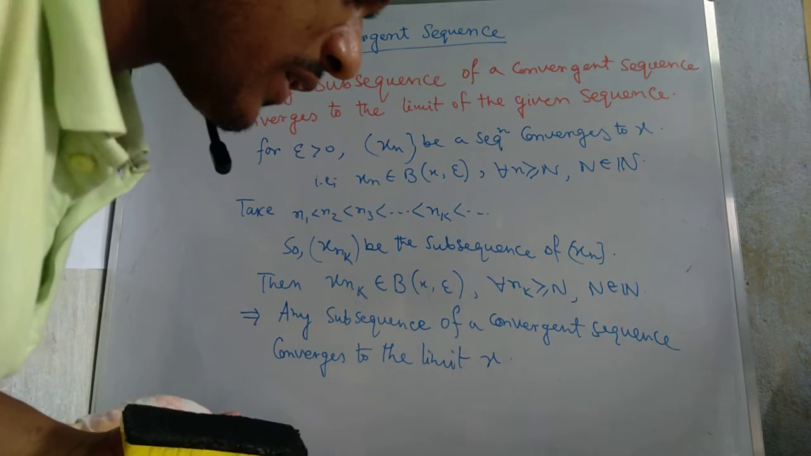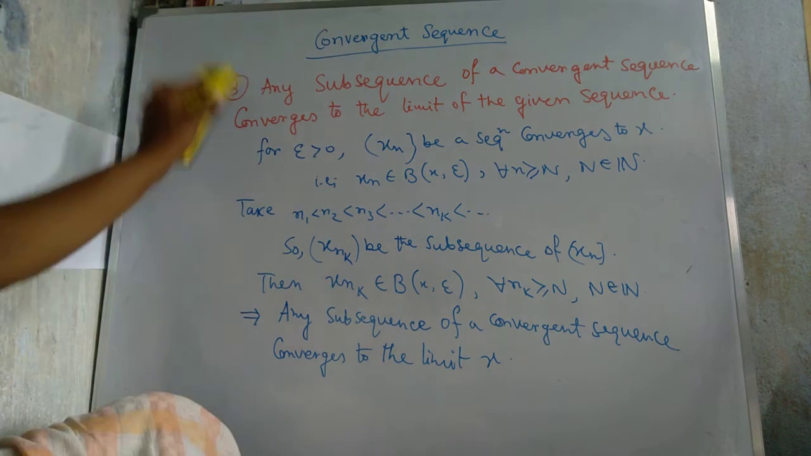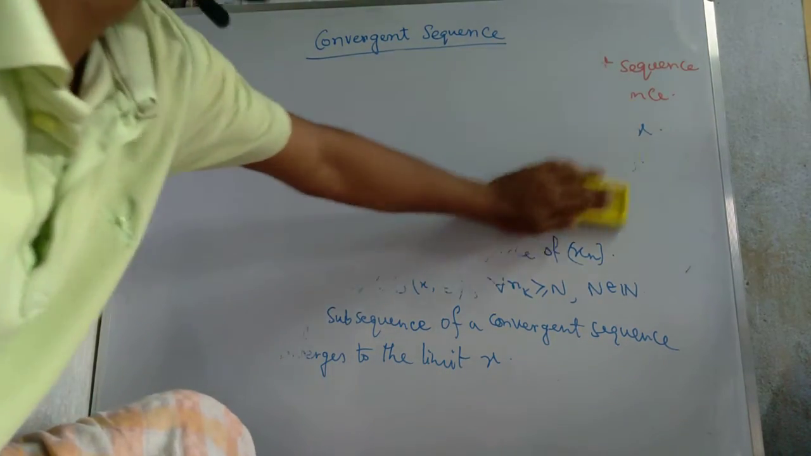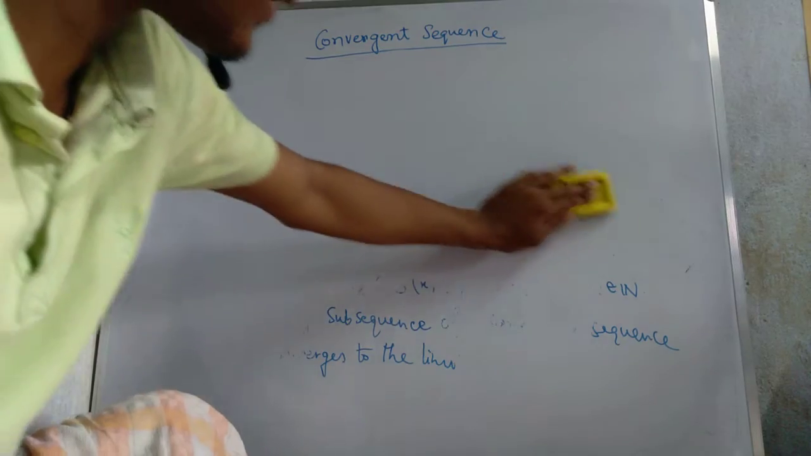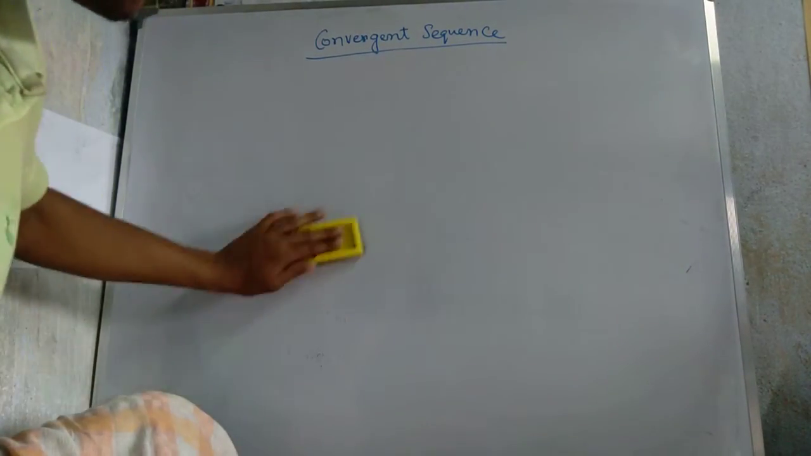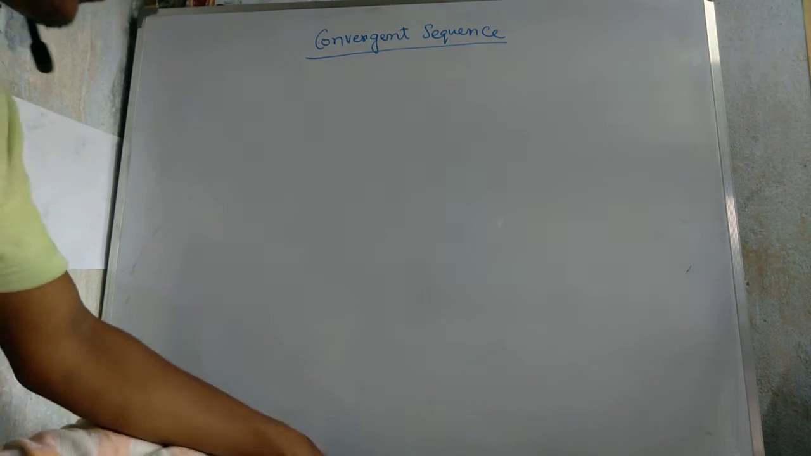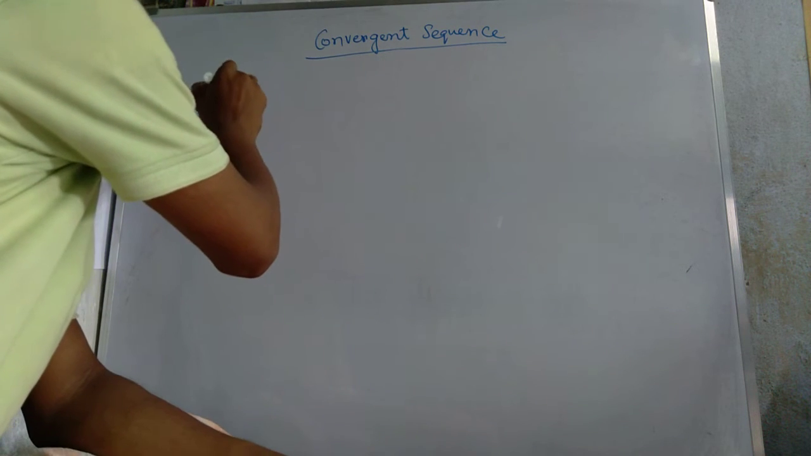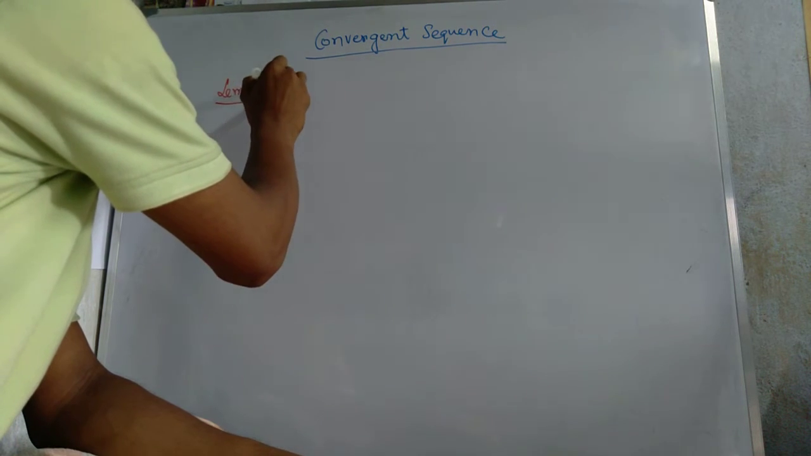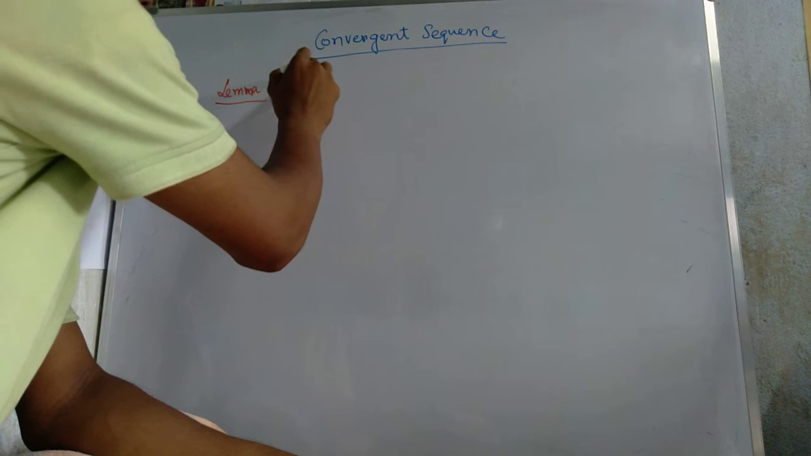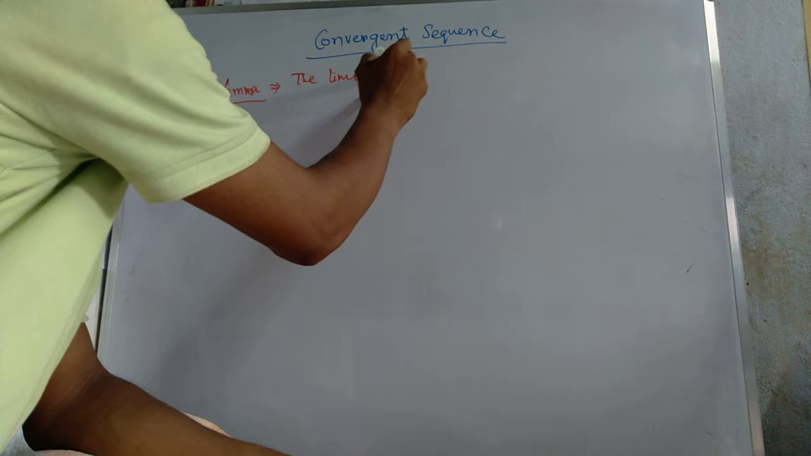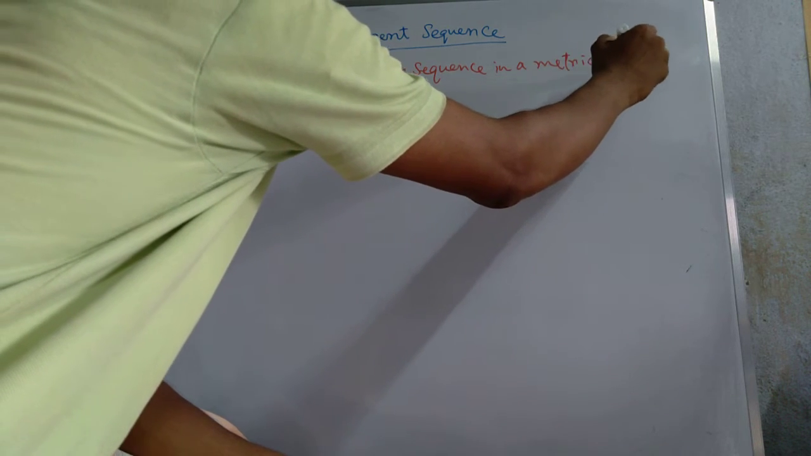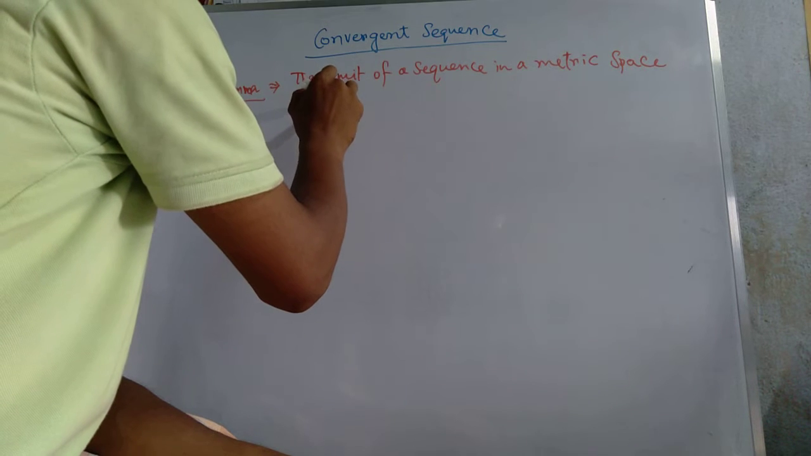Next we proceed. The limit of a sequence in a metric space is unique. In a metric space, the limit of a sequence is unique. This does not hold in general, only in a Hausdorff space. So we prove this now. Just write it in lemma form: the limit of a sequence in a metric space is unique.